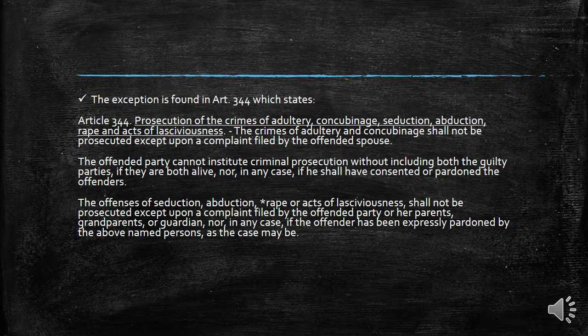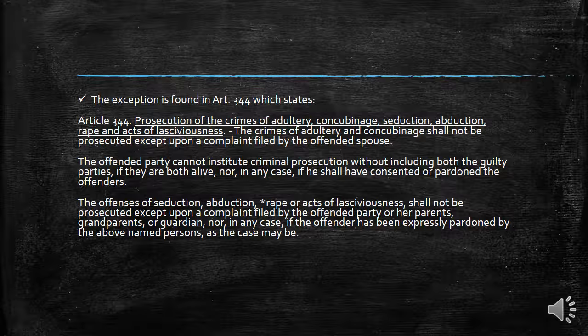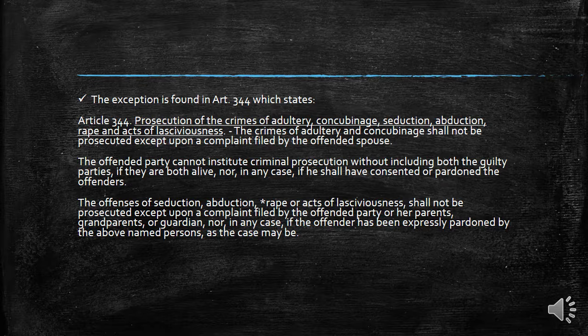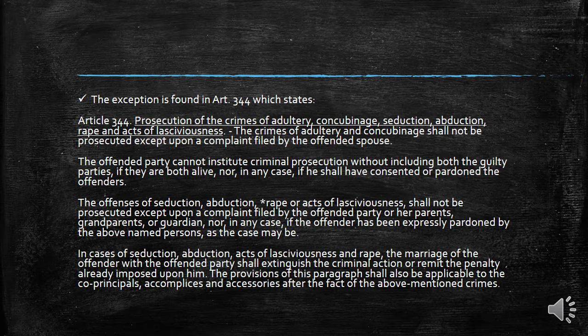The offenses of seduction, abduction, rape, or acts of lasciviousness shall not be prosecuted except upon a complaint filed by the offended party or her parents, grandparents, or guardian, nor in any case if the offender has been expressly pardoned by the above-named persons, as the case may be. In cases of seduction, abduction, acts of lasciviousness, and rape, the marriage of the offender with the offended party shall extinguish the criminal action or remit the penalty already imposed upon him. The provisions of this paragraph shall also be applicable to the co-principals, accomplices, and accessories after the fact of the above-mentioned crimes.